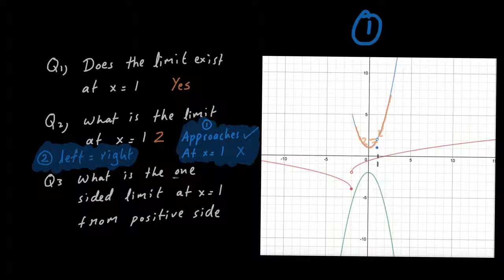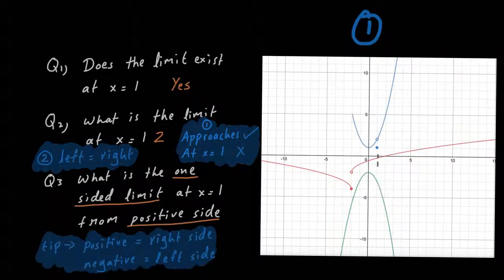Question 3. What is the one-sided limit at x is equal to 1 from the positive side? As the name suggests, one-sided limit is simply limit from one side, either from the positive or the negative. In calculating limits, you need to remember that positive just means the right side and negative just means the left side. These positive and negative have nothing to do with the value being positive or negative. These just mean the right side or the left side.